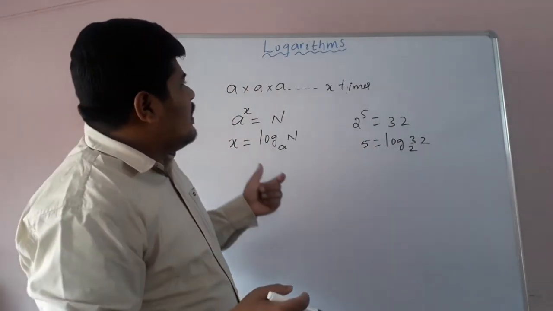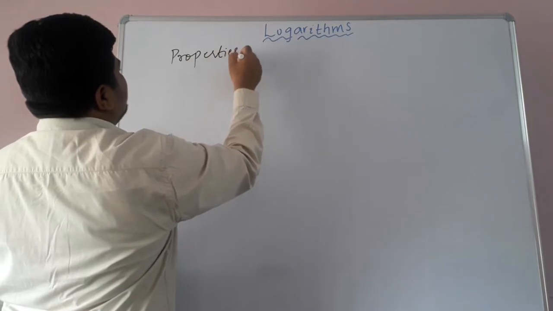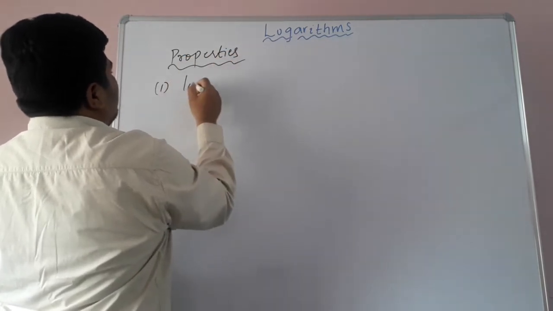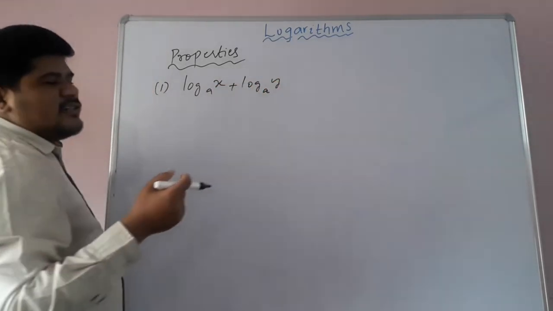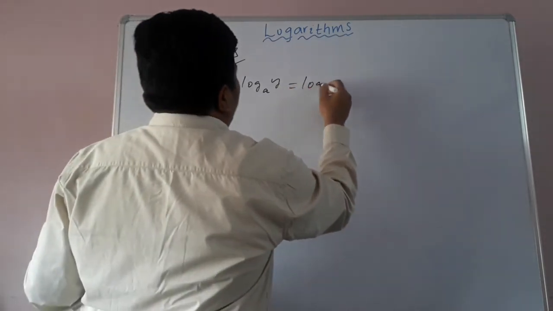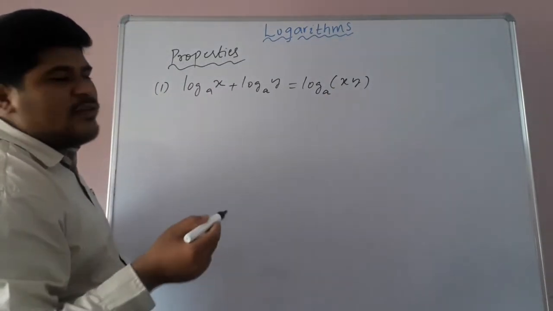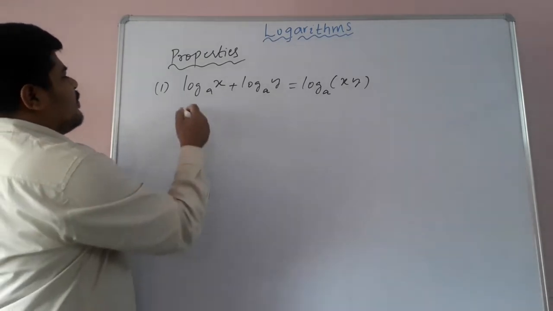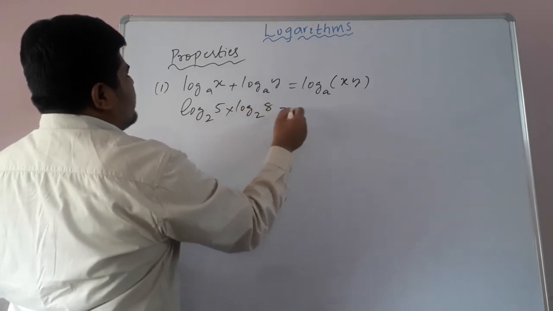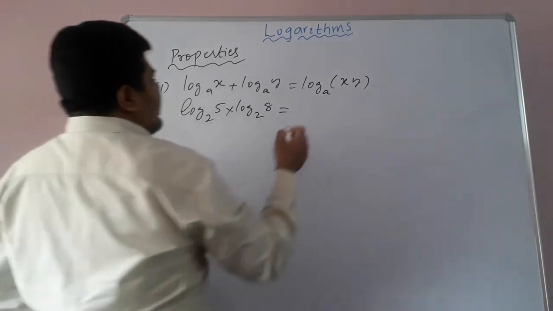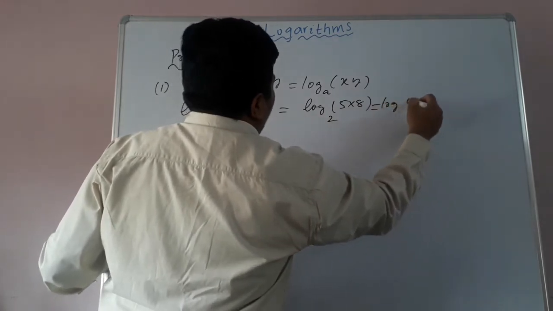Now children, let's see the properties of logarithms. We will use these properties to solve questions in logarithms. One is log x base a plus log y base a. Log x to the base a plus log y to the base a, we can write as log of x into y to the base a. Suppose, see one example: log 5 base 2 plus log 8 base 2. What is its product? That is log 5 into 8 base 2, that is equal to log 40 base 2.